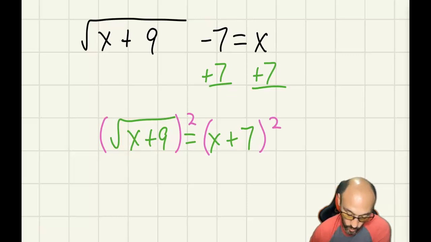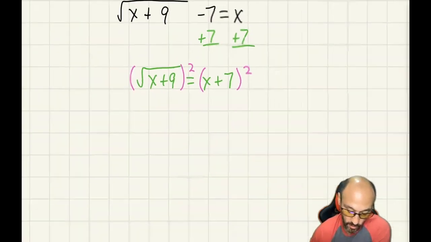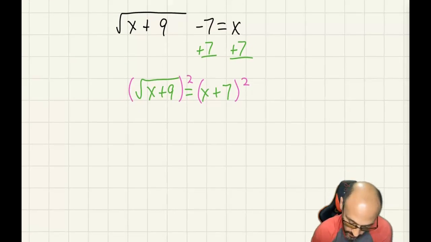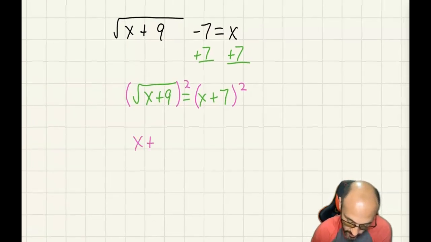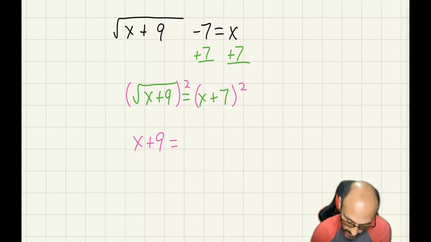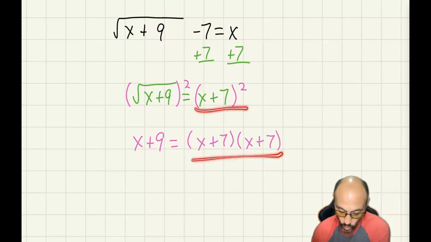And this is where we're going to start running into a more difficult kind of problem. On the left-hand side, we just have x plus 9 because the square and the square root undo each other. And on the right-hand side, we have the quantity x plus 7 times the quantity x plus 7. That's what it means to square something. You multiply it by itself.